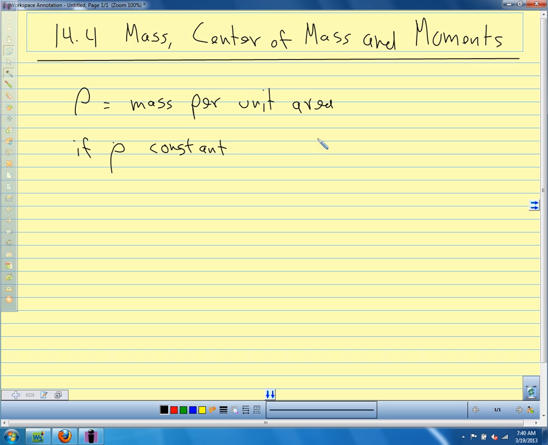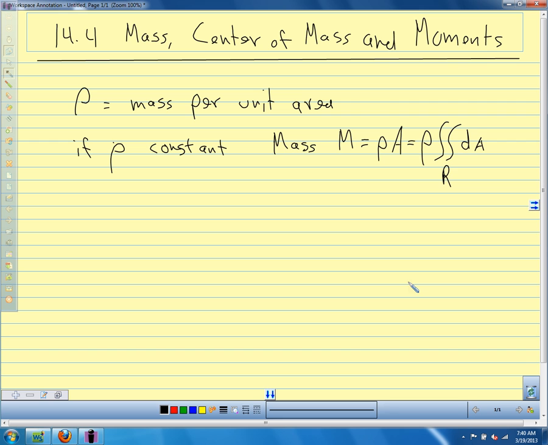So with what we've been working on, we would say that the mass m is just going to be rho times the area of whatever our region is, and we've been finding our area with a double integral, so that would just be rho times the integral over our region dA. So we're just multiplying our constant density times the area of our region.